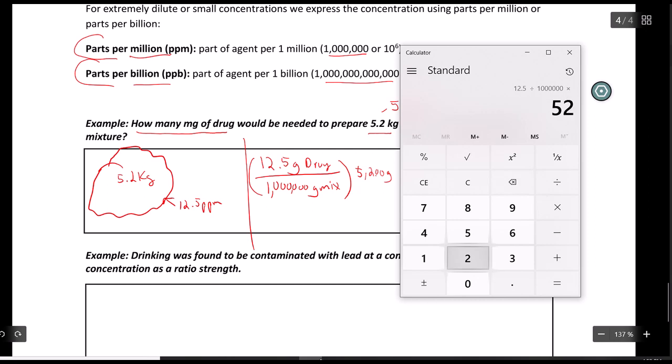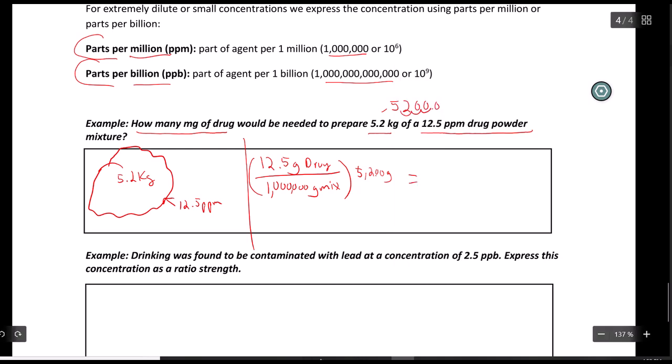So 5,200 is going to equal 0.065. This is 0.065 grams, right? The question says milligrams. This is equal to 65 milligrams of drug. So if I wanted to make this 5.2 kgs and I wanted 12.5 ppm of the drug, I would take 65 milligrams of drug and I'd mix it so that I have a total amount of 5.2 kgs of material.